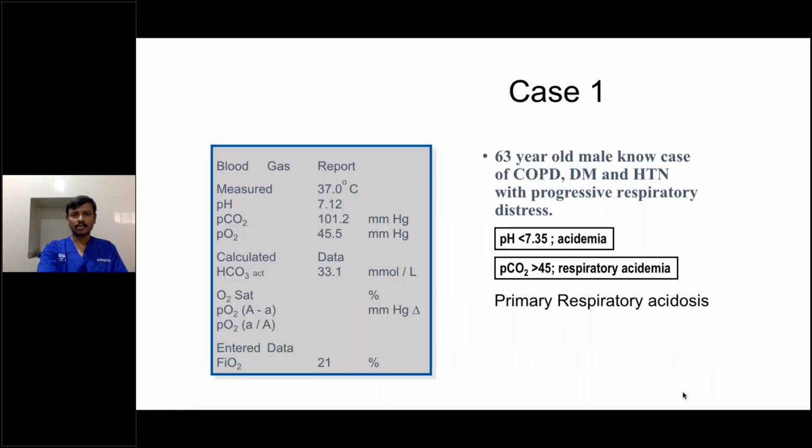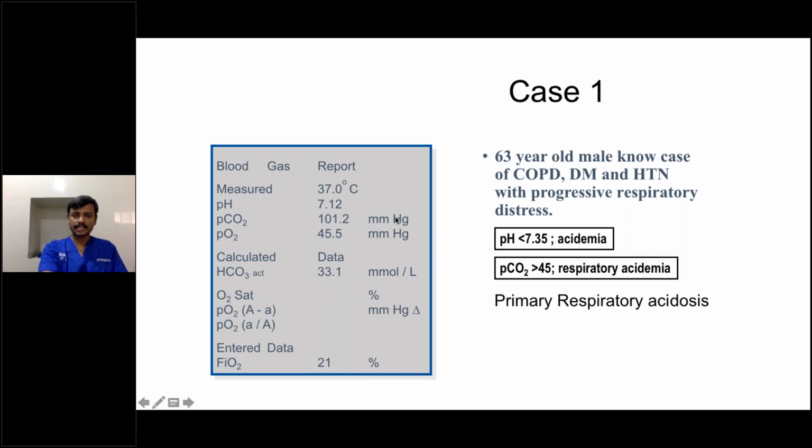We'll give some examples, then it will be easy to understand. Here, a 63-year-old male with COPD, diabetes and hypertension, with progressive respiratory distress. So here, pH is 7.12. So it's less than 7.35, so it's acidemia or acidosis. The moment you say pH is low, look at the carbon dioxide and bicarbonate. If carbon dioxide is high, it correlates with the acidosis, so it is called respiratory acidosis. So first look at the pH, then look at the carbon dioxide and bicarbonate, whichever correlates with the low pH.